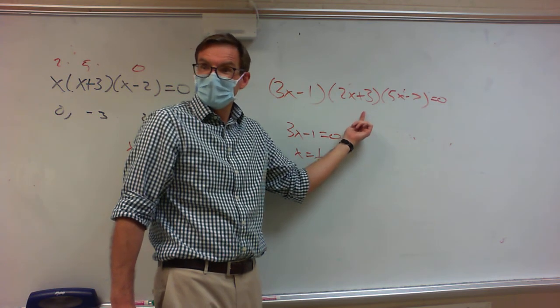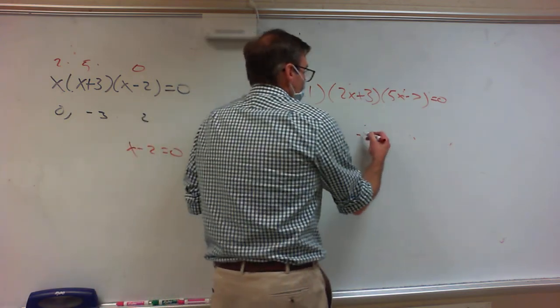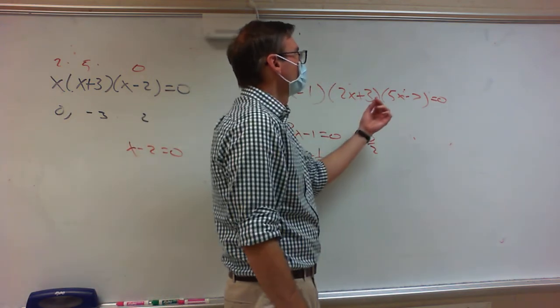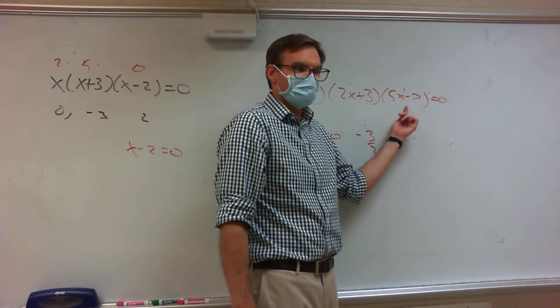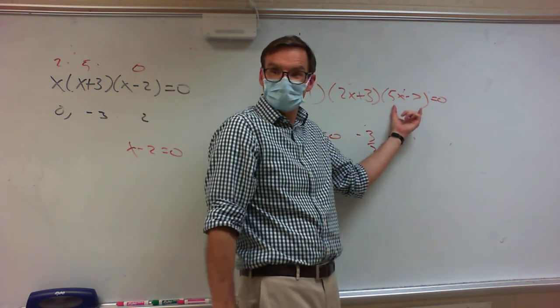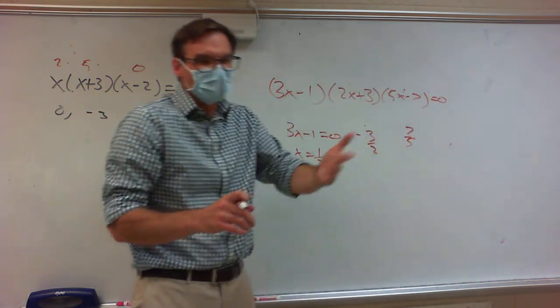-3/2. Does everybody see that we get the -3 over 2? Good job. And so I get -3 over 2. And then our final one is 7/5, because I set this equal to 0. And so I end up with 7 over 5. Now, so that's solving an equation.